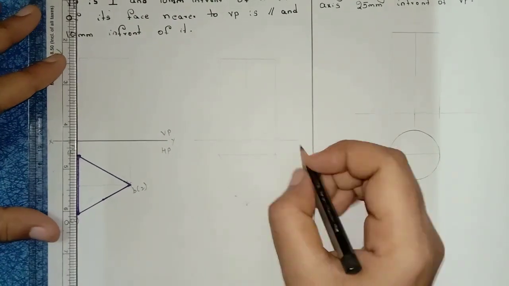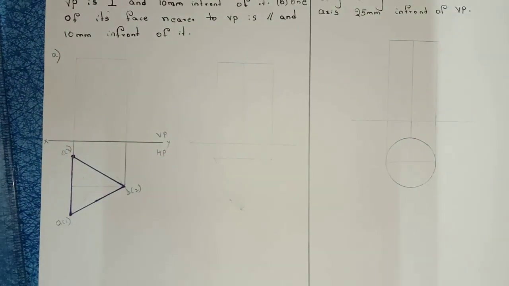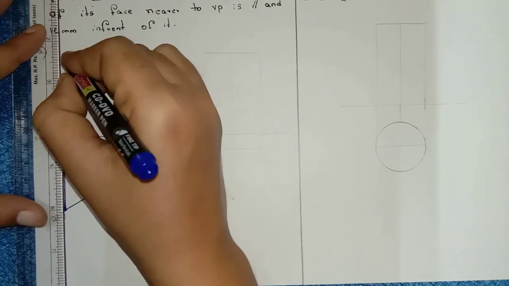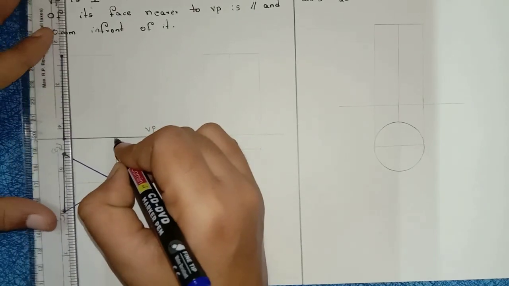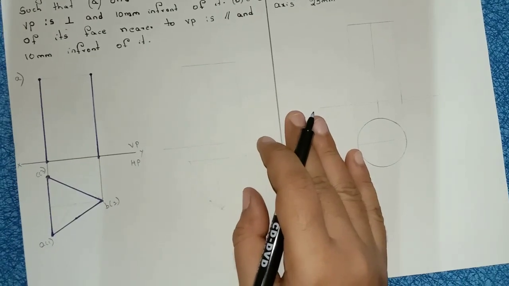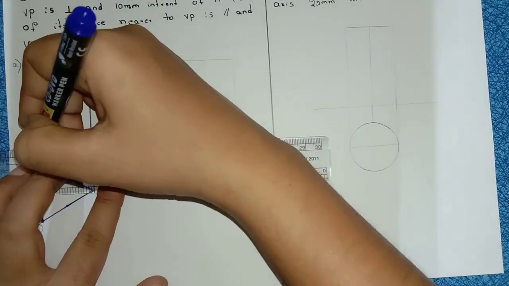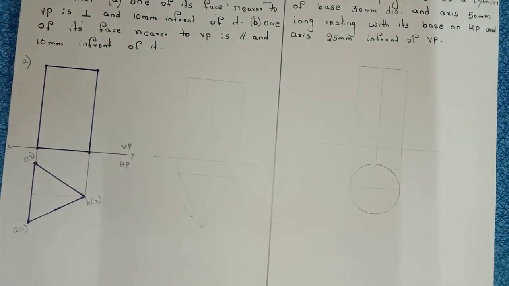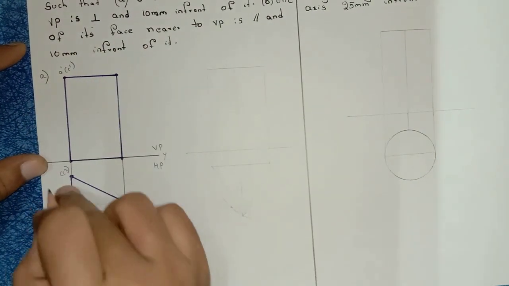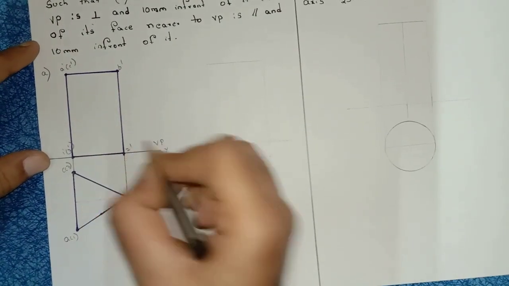Same process, project all these corners till this reference line. Now the axis height is how much? 50 mm. From here I will construct 50 mm, from here I will construct 50 mm, and join this one. So what is this? A dash, C dash, 1 dash, 3 dash, and here B dash, 2 dash.